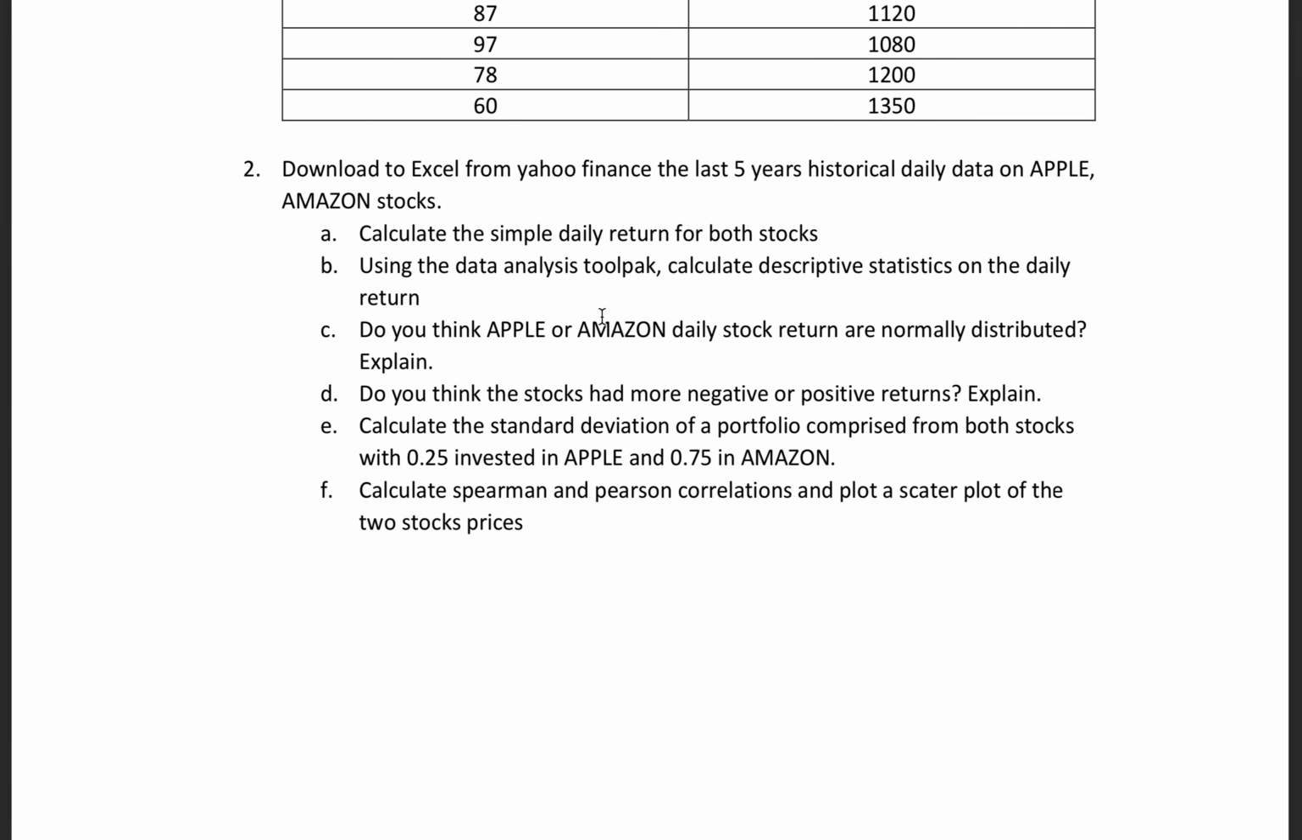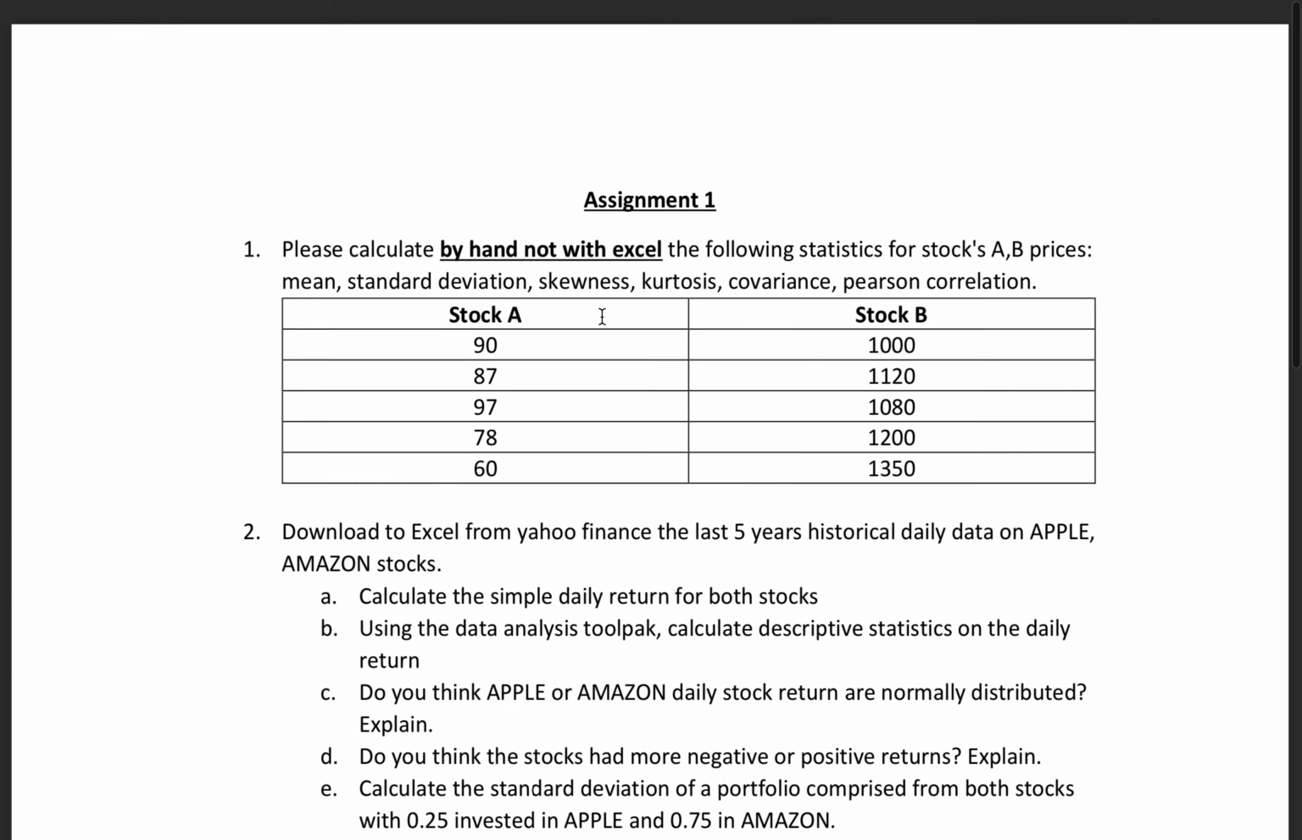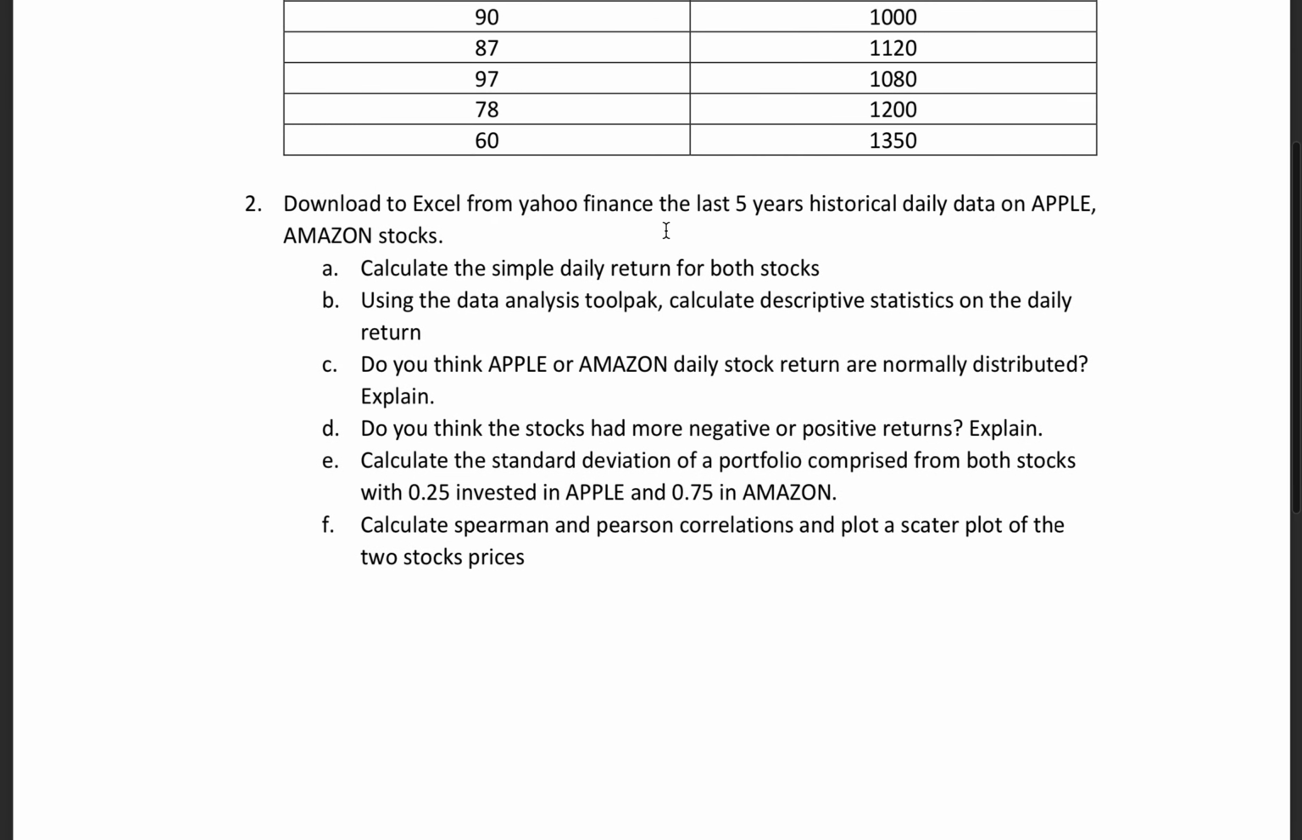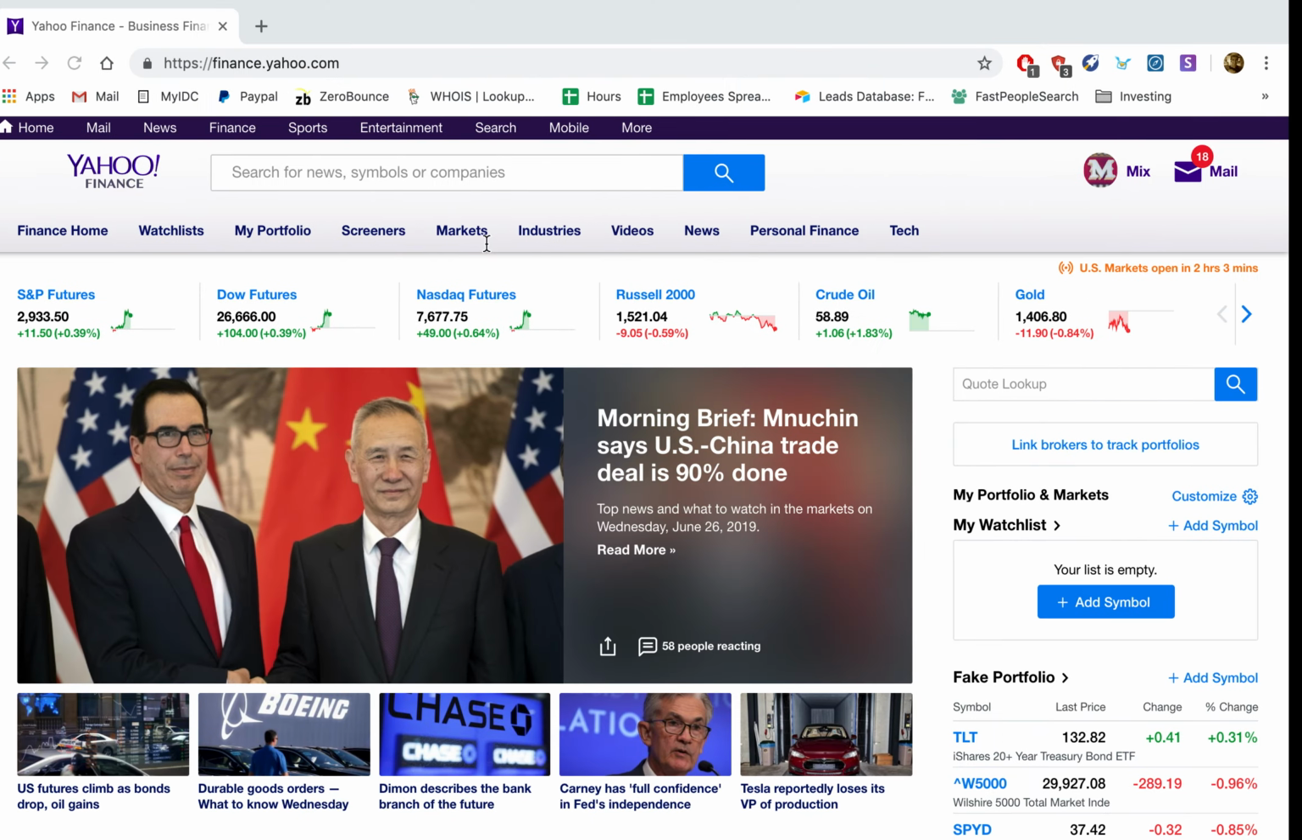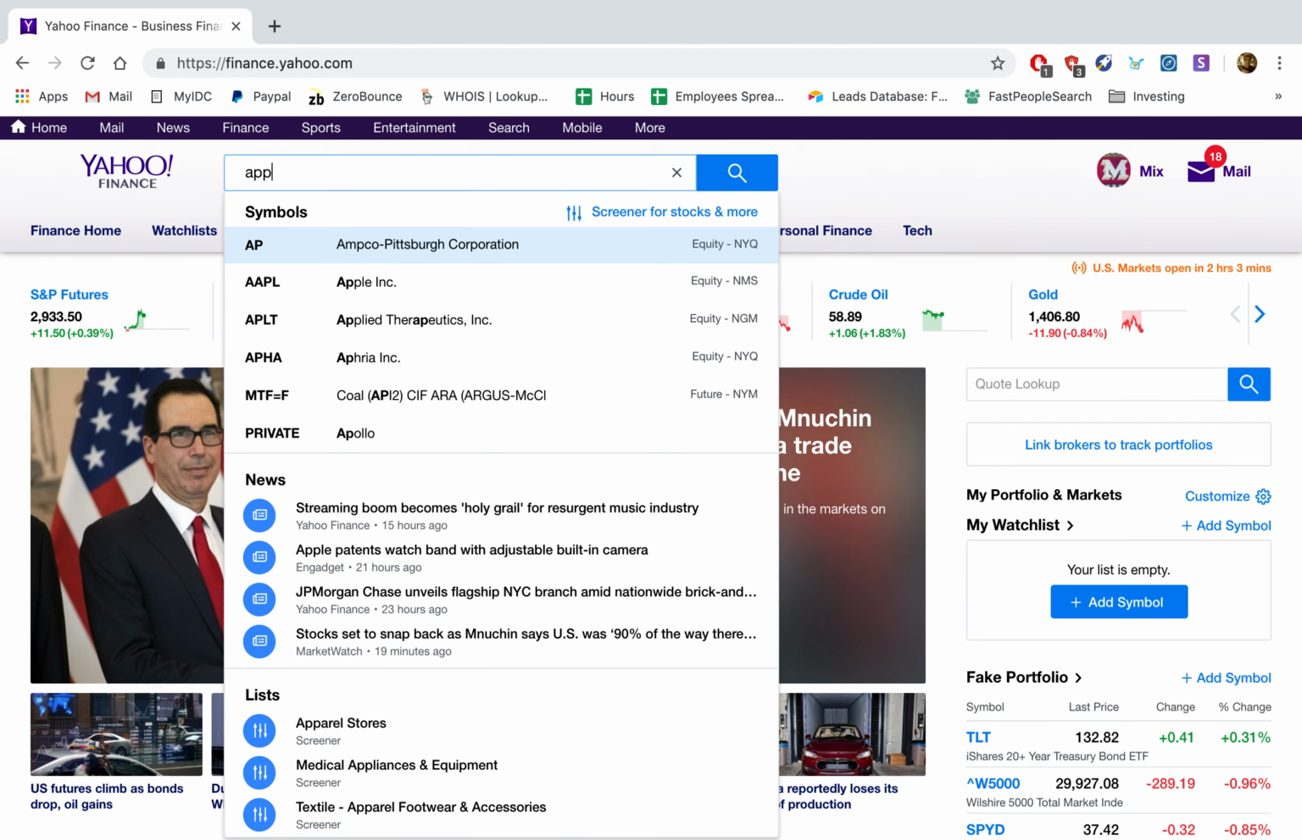Okay, so we have moved on to part 2 of homework 1 for quantitative. This is going to be the Excel part, and I promise you it's pretty easy. So the first thing that we're going to do is download to Excel from Yahoo Finance the last 5 years historically daily data on Apple and Amazon. So let's do that. Let's look up Apple.